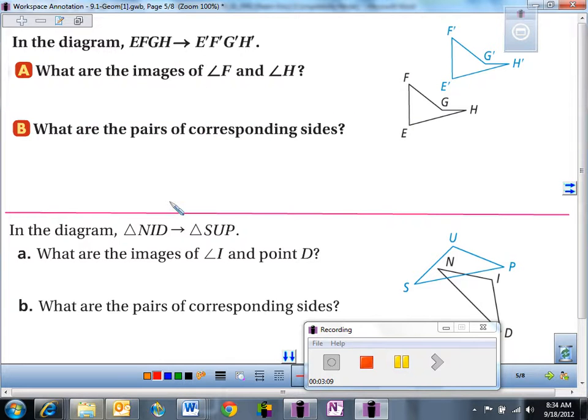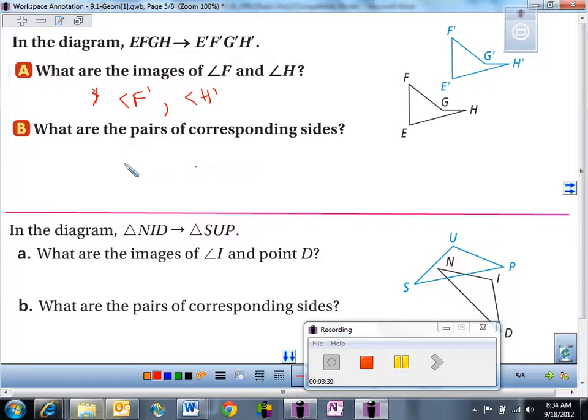So in the diagram, E, F, G, H is mapped onto E prime, F prime, G prime, and H prime. So we go from black to blue. What are the images of F and H? So F gets mapped onto F prime, angle F prime, and then angle H will be mapped onto angle H prime.